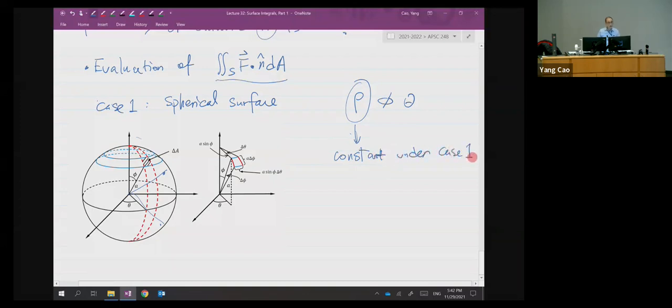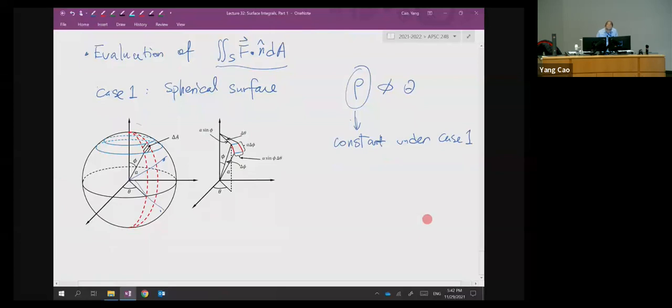So I just have to worry about phi and theta, these two variables, to calculate this surface integral. So here's what we're going to do. We're going to look at what the expression for this dA will be under a spherical surface, and what the expression for the n hat will be, slowly finding the overall expression for this surface integral.